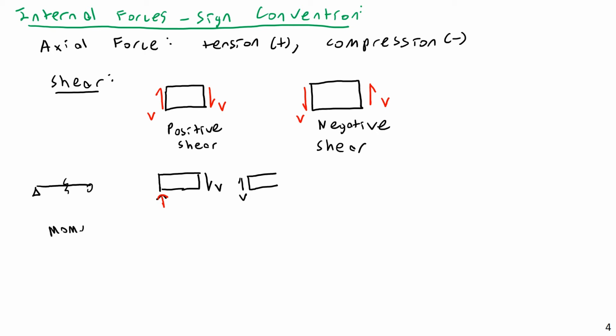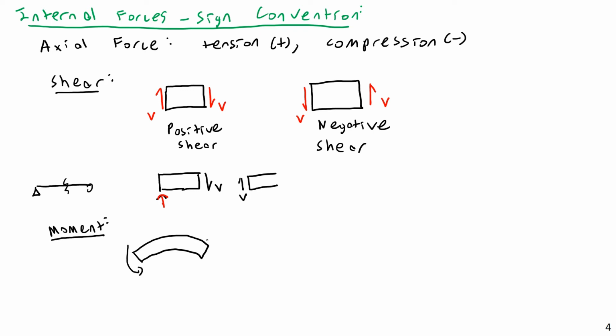And then finally, moment. Moment is a lot simpler. It's just based off of whether the thing bends upward or downward. So if you have a beam, or a section of a beam, or a section of a column, or whatever it might be, that is bending like this, that is negative bending.